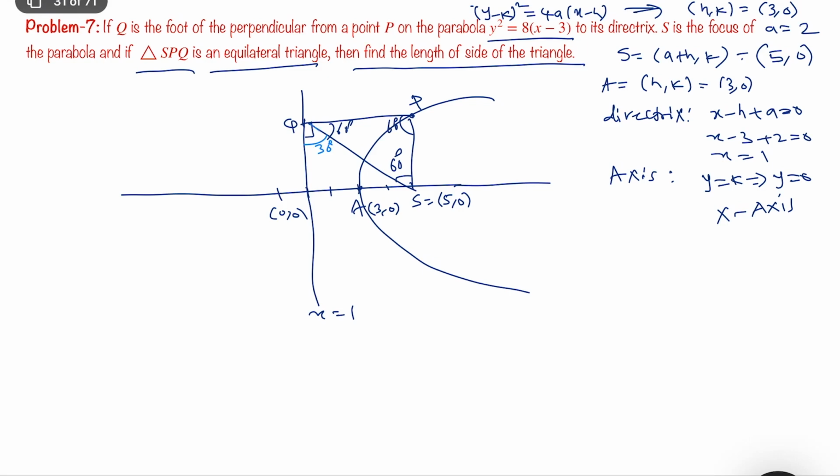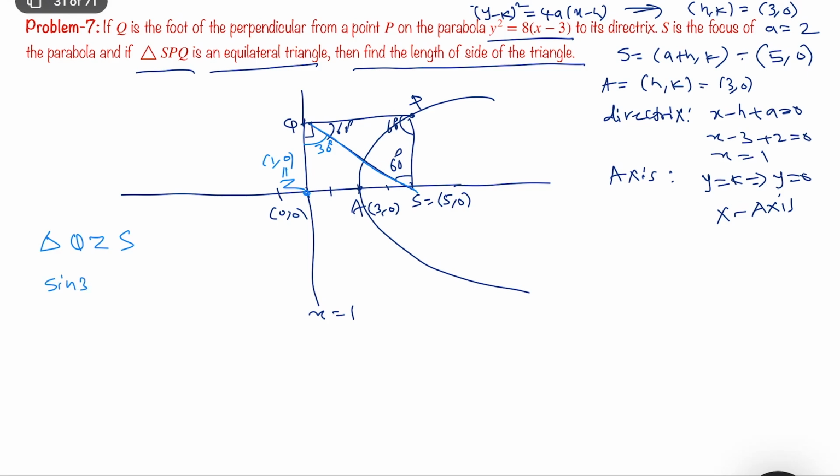Okay. So here we are to find the length of the side of the triangle. Let's find out this QS, because all sides have the same length, right? Equilateral triangle. So let us try to find out QS. If you focus on the triangle, let me call this point Z. Z coordinate is going to be 1 comma 0. Okay, fine. So let me focus on the triangle QZS.